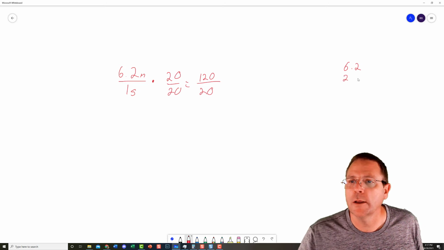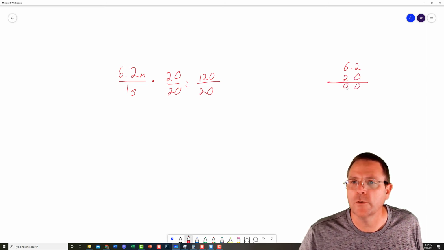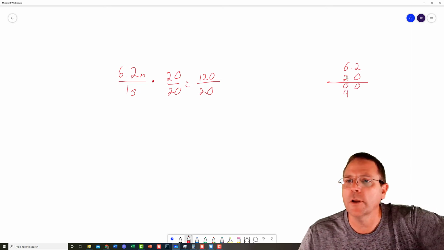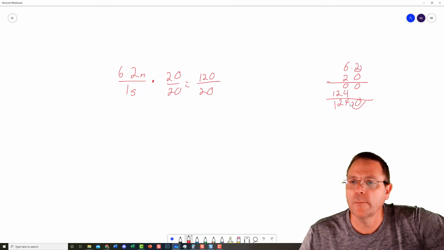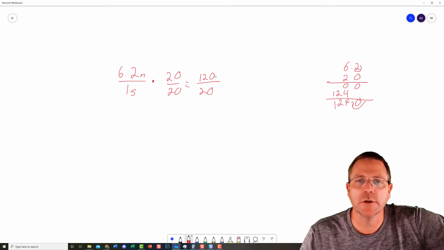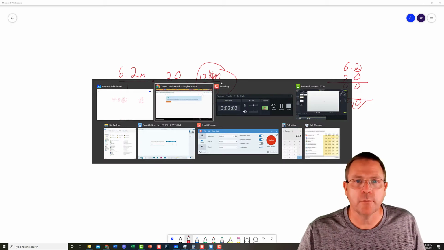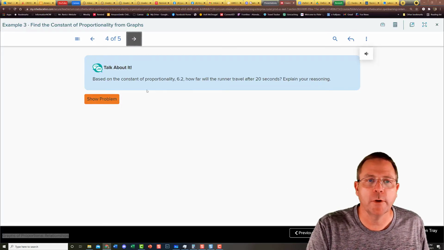6.2 times 20 seconds. 0 times 2 is 0. 0 times 6 is 0. 2 times 2 is 4. Oops, I got the wrong answer. 2 times 6 is going to be 12. And we're going to add those up: 0, 4, 2, 1. The correct answer should actually have been 124 meters in 20 seconds. So from there, we could, nope, nothing to put in.